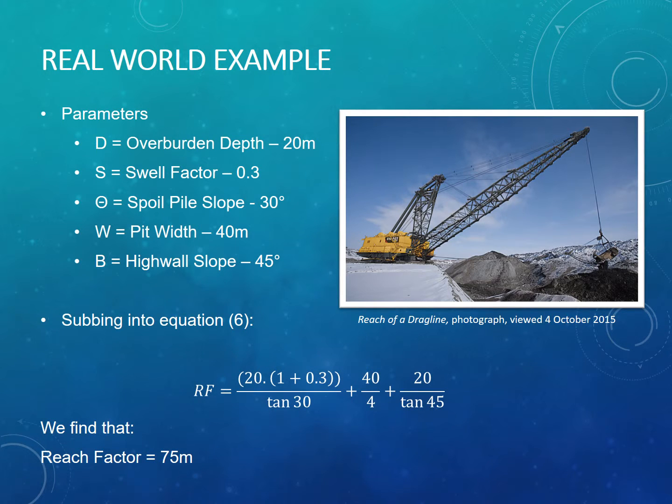Therefore, for a real-life example where the reach factor needs to be calculated, we are given the following parameters. The overburden depth equals 20 meters, swell factor equals 0.3, spoil pile slope equals 30 degrees, pit width equals 40 meters, and the high wall slope equals 45 degrees. By substituting all this information into equation 6, we find that the reach factor of the dragline is equal to 75 meters.